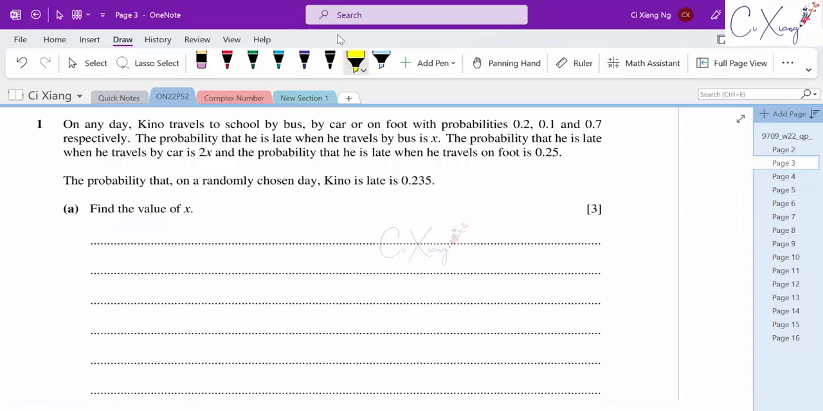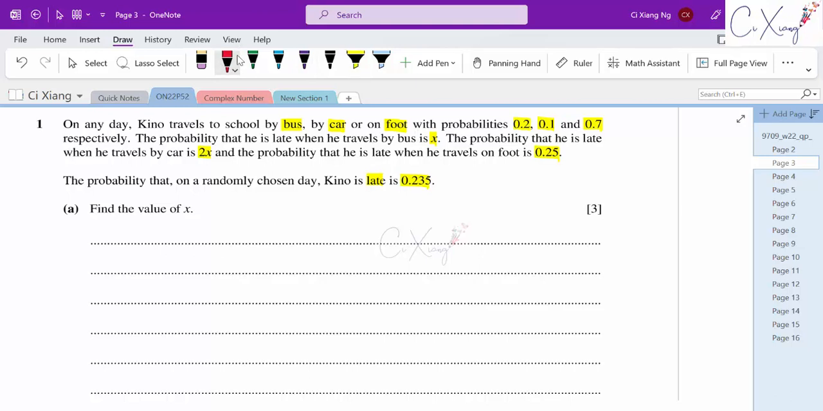On any day, Kino travels to school by bus, by car, or on foot. There are three methods here, and the probability is shown like this. The probability that he is late when he travels by bus is x, late by car is 2x, and late when on foot is 0.25. The probability that on a randomly chosen day he is late is 0.235. They want us to find the value of x for part A.